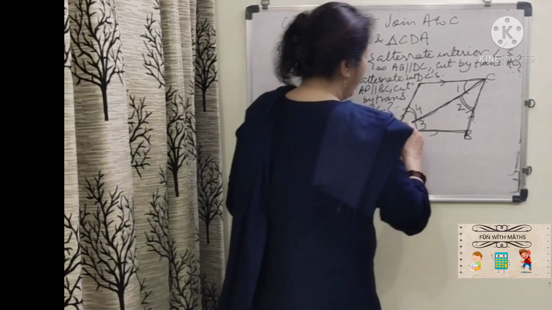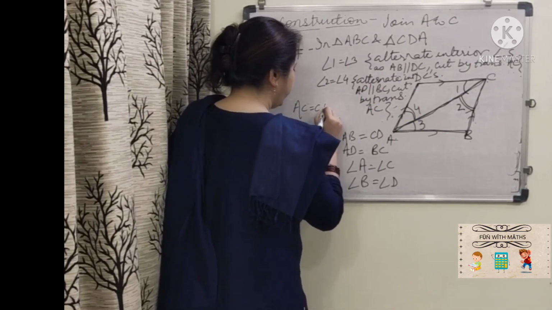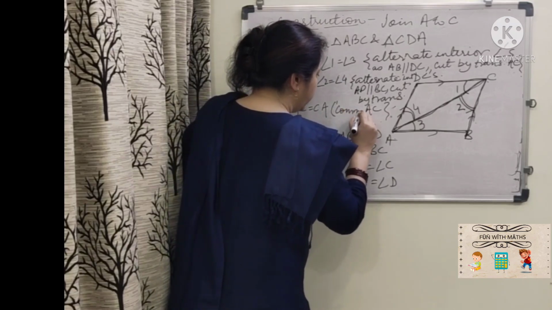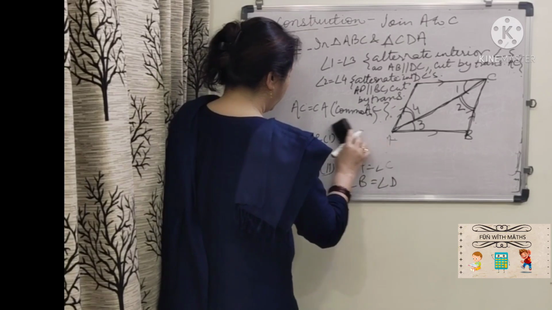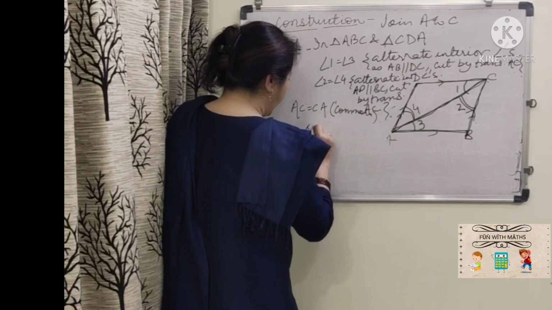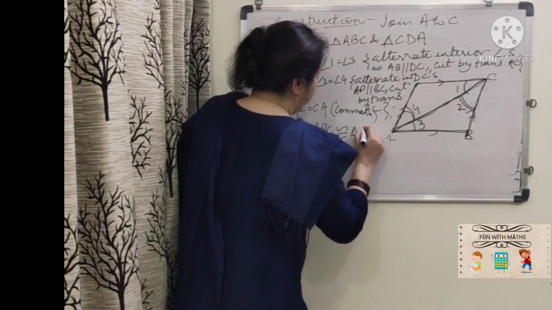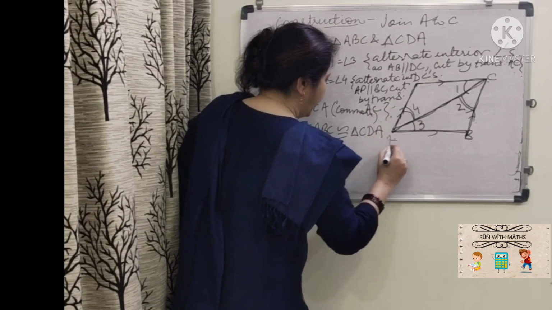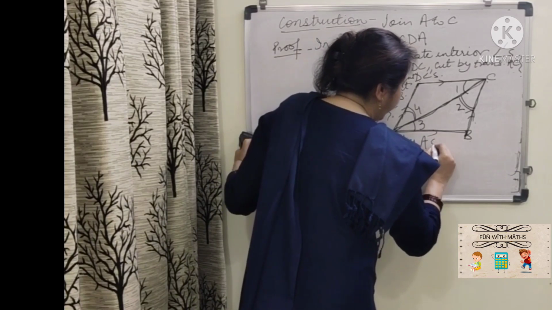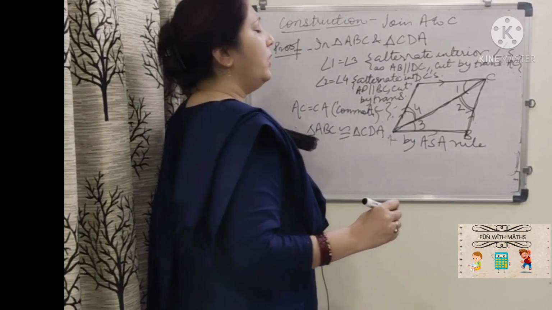And third thing, we have AC is equals to CA, which is common. Therefore, triangle ABC congruent to triangle CDA by ASA rule, by ASA criteria or ASA rule.